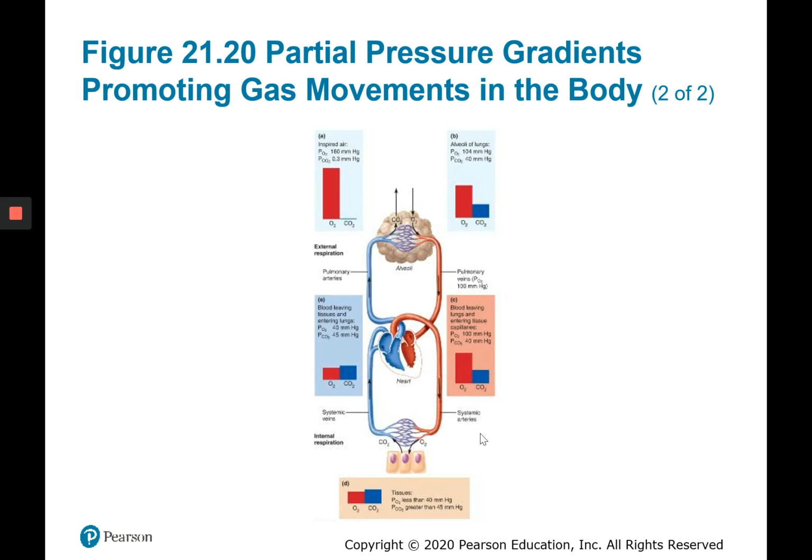And we see the same image again, but this time we're going to look at the partial pressures of blood leaving the lungs and the partial pressure of the air at the tissues. So we see the respiratory gases in both locations, and we can see that we have favorable partial pressures for oxygen leaving the blood and going into tissues, and carbon dioxide leaving the tissues and going into the blood.